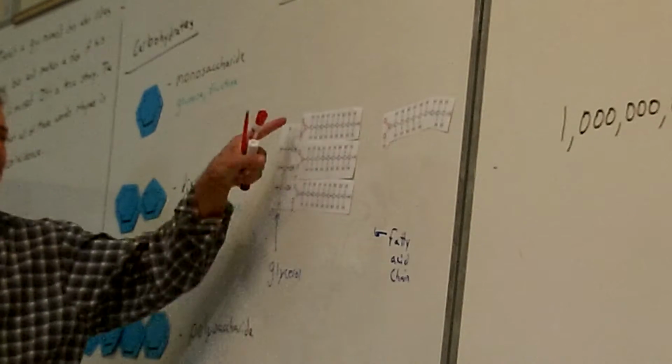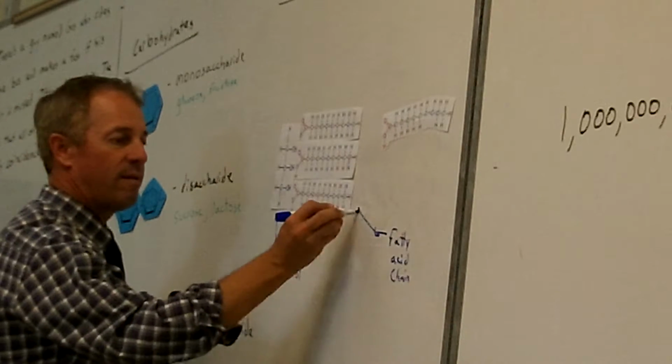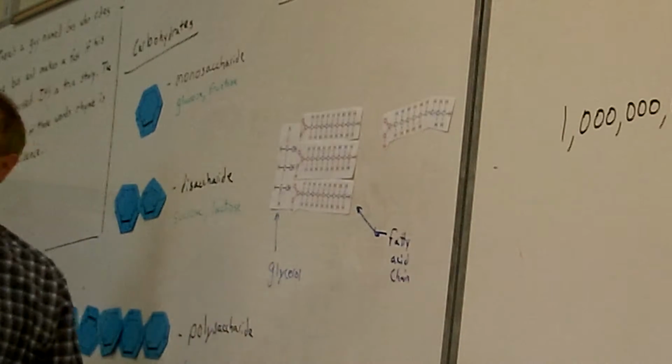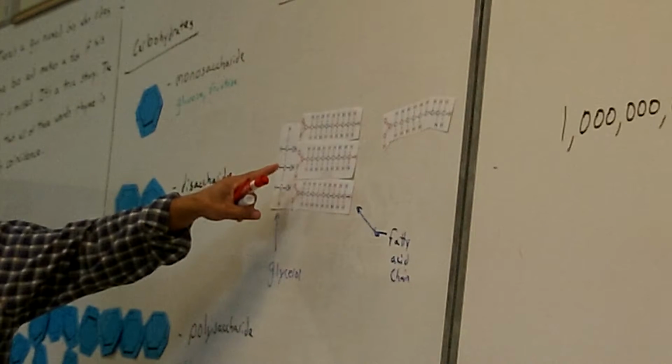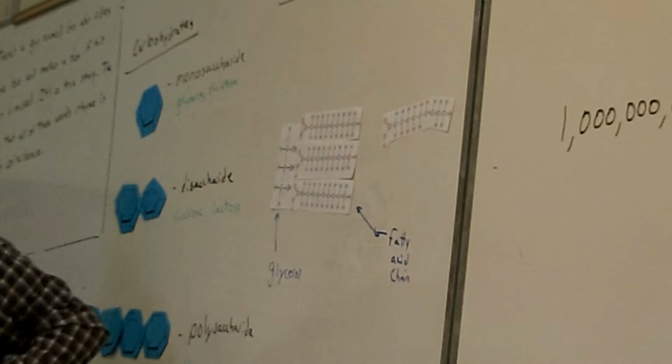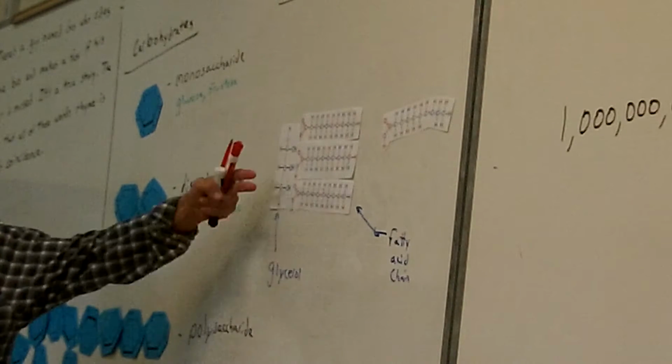Now we have a new molecule. It's called a triglyceride. And that's a fat. This is what your fat looks like up close. Like the fat that's under your skin. Looks like these.